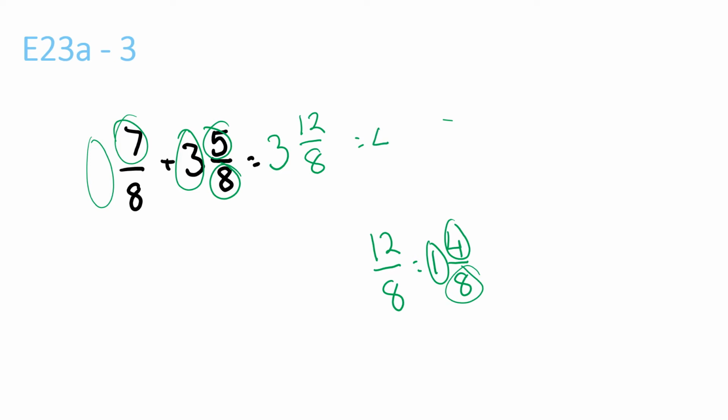Right, I'm having issues. 4 and 4 over 8. That's the same as 4 divided by 4 and 8 divided by 4. 4 and 4 divided by 4 is 1 over 8 divided by 4 is 2.